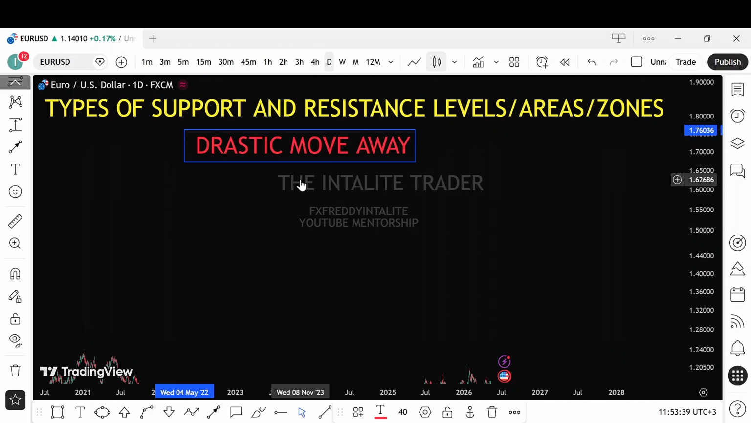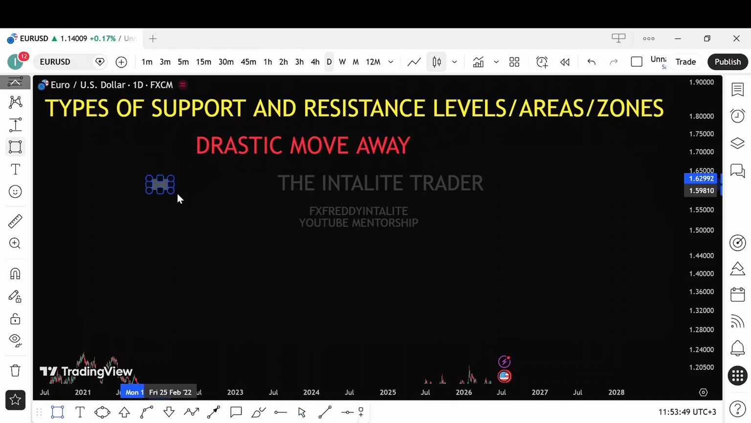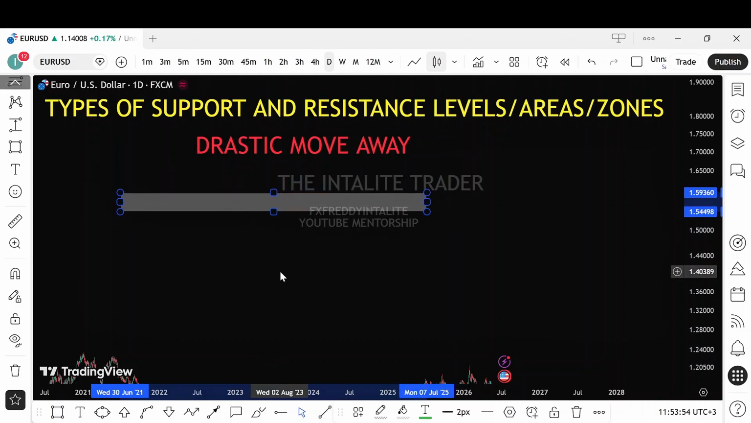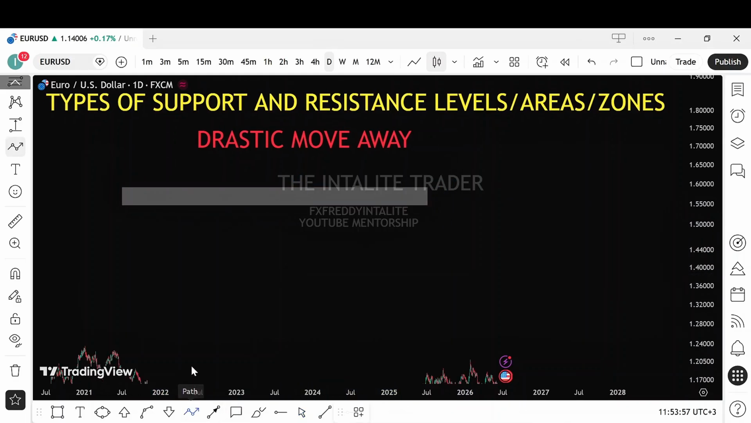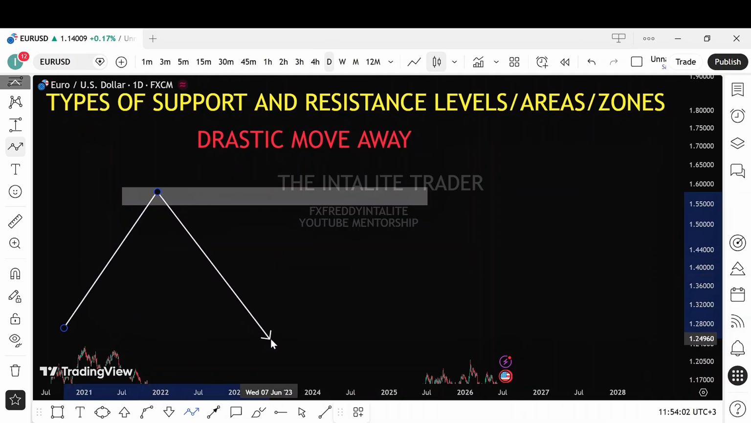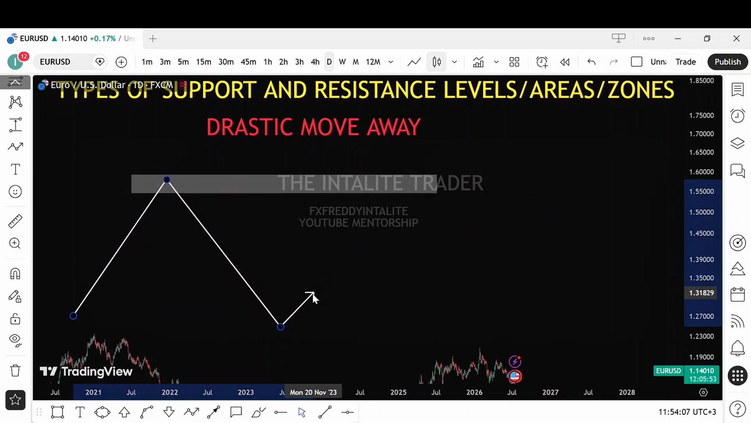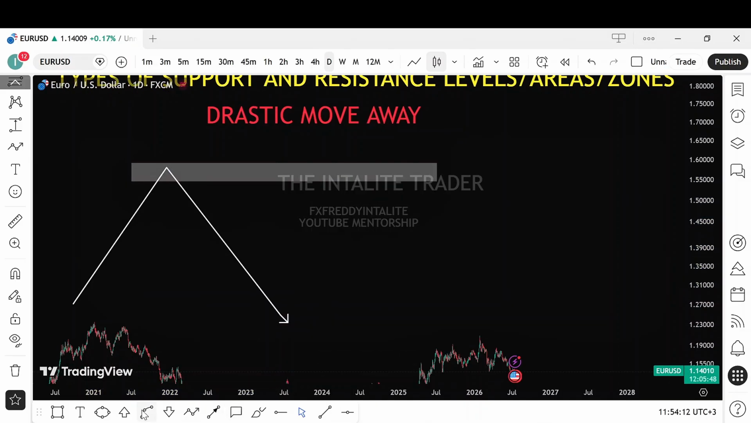So drastic move away, this is where you have price come and trade into a zone. So we say this time we shall be using a zone like this. So you have this support level or resistance or key area. You see price comes into the zone and it trades away. So this is a drastic move away. If this is our zone, this is the key level.